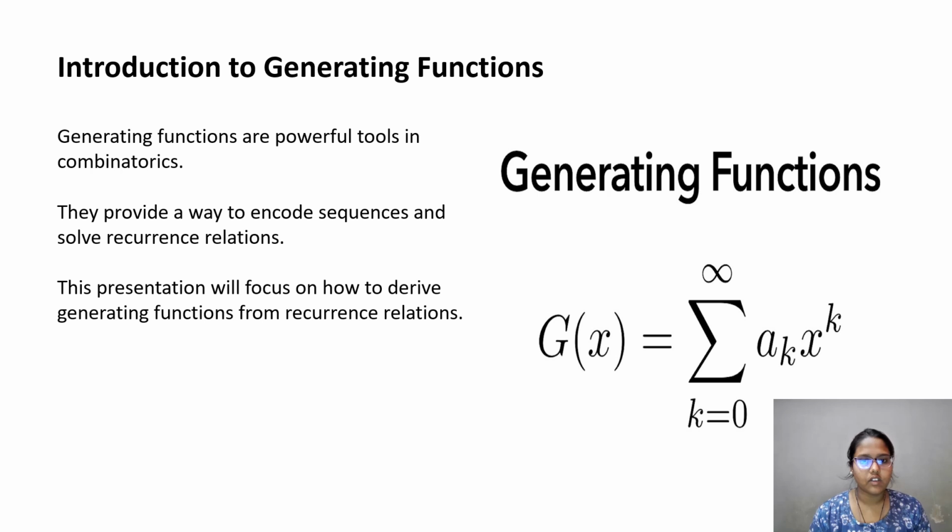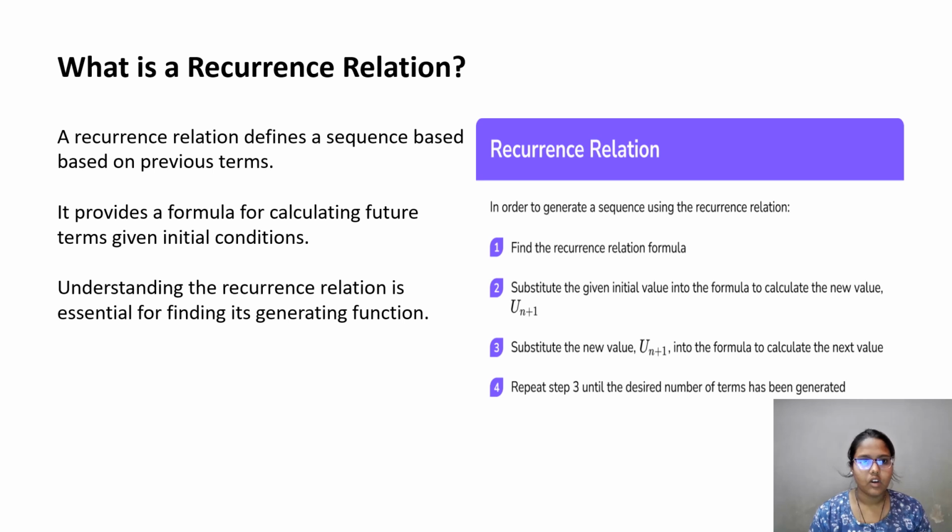Here is the generating function: G of x is equal to sigma k equals 0 to infinity a of k x to the power k. What is a recurrence relation? A recurrence relation defines a sequence based on the previous terms. It provides the formula for calculating the future terms, given initial conditions. Understanding the recurrence relation is essential for finding its generating function.